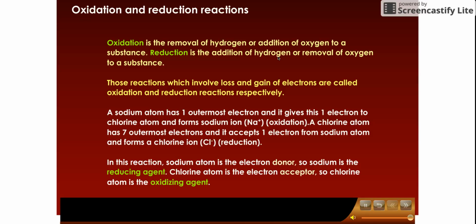In this reaction, the sodium atom is the electron donor, so sodium is the reducing agent. The chlorine atom is the electron acceptor, so the chlorine atom is the oxidizing agent.